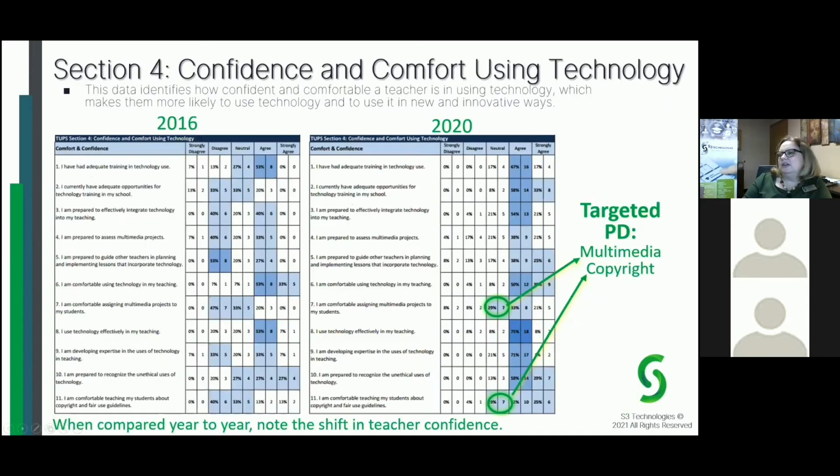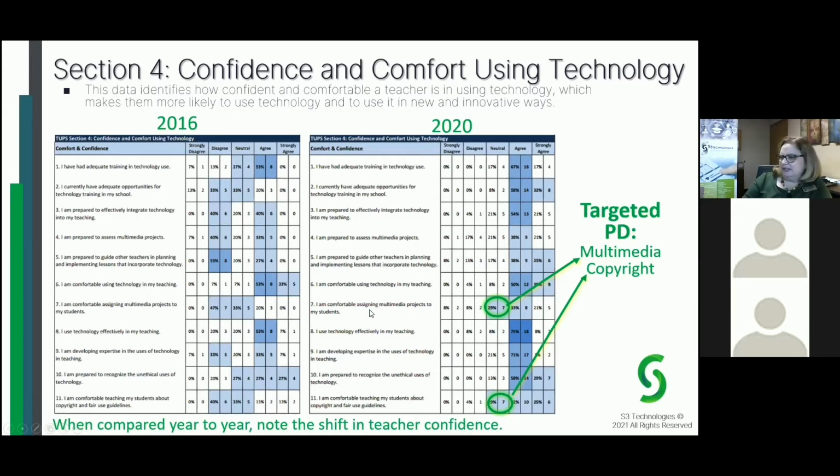All right. Confidence and comfort, this is what I was talking about earlier as well, is how do they feel about the different use of technology, multimedia technology, how well I can help other people, whether or not I feel that the kids should be using the tech. And then from here, there's some interesting data that we can get out of here.